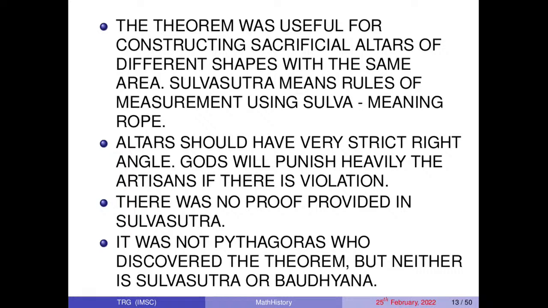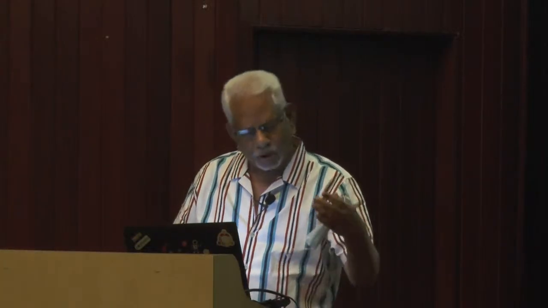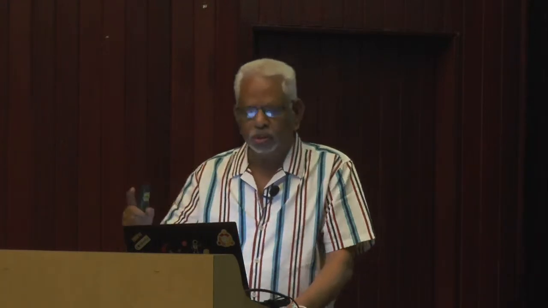There is no proof written there. It is a statement which is very precise and correct, exactly, and very interestingly, Pythagoras also didn't give a proof. Pythagoras also only stated it. In that sense, Baudhayana gave the statement before Pythagoras, and it is a correct statement. It was known at that time, and they very explicitly wrote it down. So there was no proof provided in Sulva Sutra. It was not Pythagoras who discovered the theorem, but unfortunately neither is it Sulva Sutra or Baudhayana.